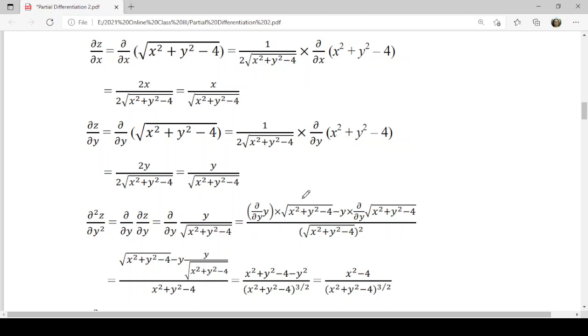So you need to know all this formula. This is again a fraction. So for a fraction you have a formula, u by v. The denominator will be v square, and the numerator will be du/dx into v minus u into dv/dx, like that. So we are just applying the formula, only the symbols are different.